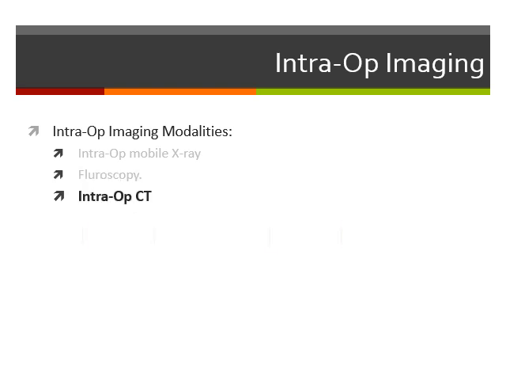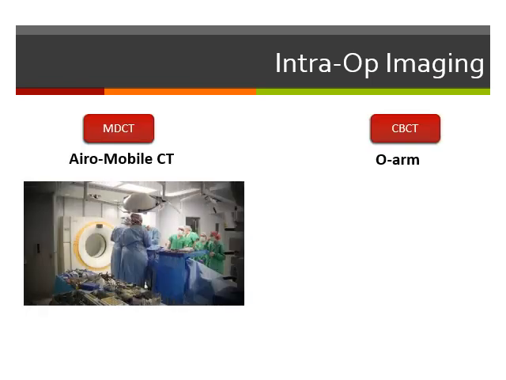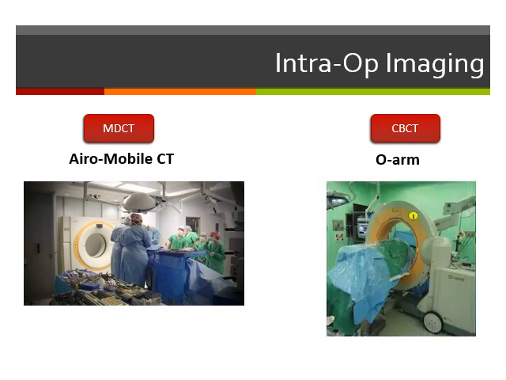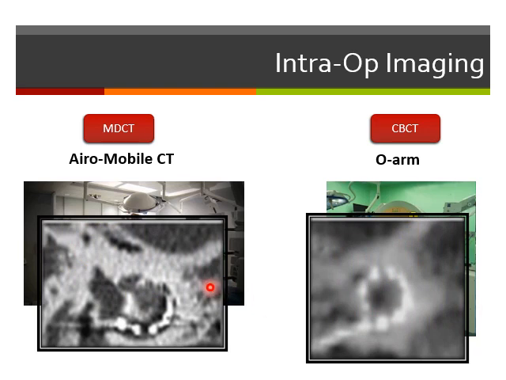Now let's talk about intraoperative CT. We have two types, intraoperative multi-detector CT and intraoperative cone beam CT. The intraoperative multi-detector CT is called aeromobile CT, and the cone beam CT is called the OR. This is the picture of the multi-detector, and this is the picture of the OR cone beam, and this is an example of the image acquired by both.